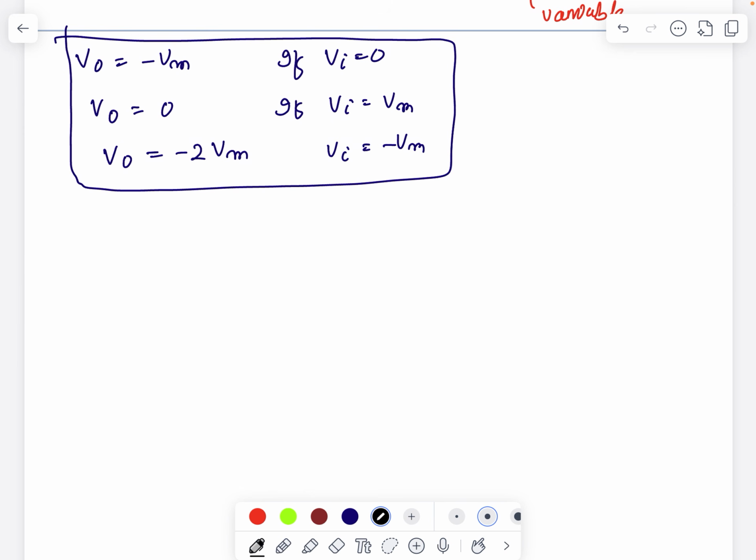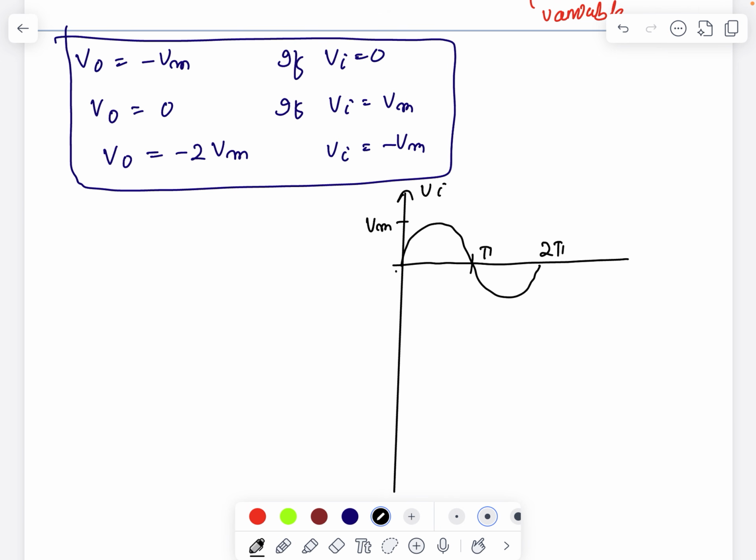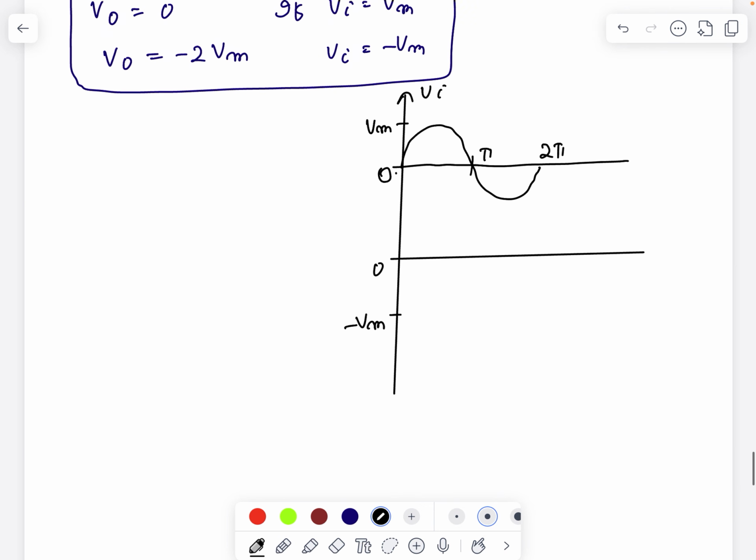By taking these values, we can draw the input and output voltage waveforms. Let me draw them. This is your input voltage VI. This is the maximum voltage Vm, this is pi, this is 2 pi, and the input voltage starts at the x-axis at 0. Now let me draw the output voltage. This is 0, I am marking this as minus Vm, and this as minus 2 Vm.